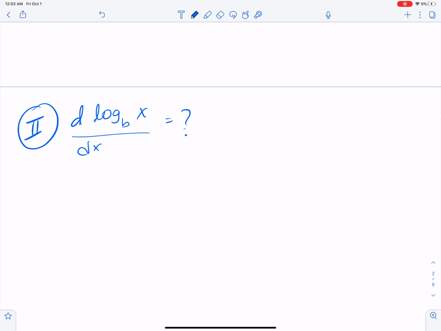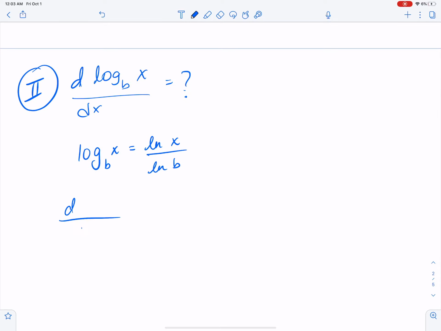All right, well, first, once again, we're going to look at what we're differentiating and rewrite it. If you remember, this is natural log of x over natural log of b. So the derivative of log x with base b is the derivative of this quotient.